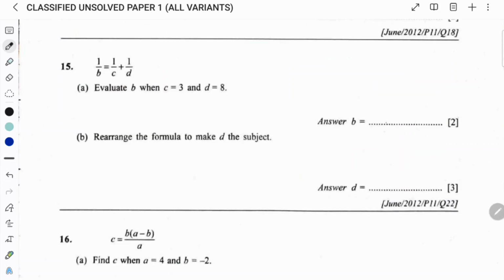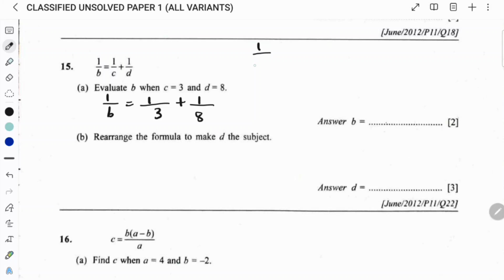Alright, the next question is question number 15. 1 upon b is equal to 1 upon c plus 1 upon d. Evaluate b when c is equal to 3 and d is equal to 8. We simply substitute. Part b is the question of making the subject. So first of all we are doing part a, which is a substitution question. So we have to find b: 1 upon b is equal to 1 upon c, c is 3, plus 1 upon d, 1 upon 8.